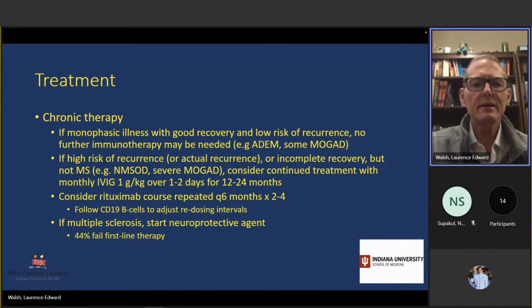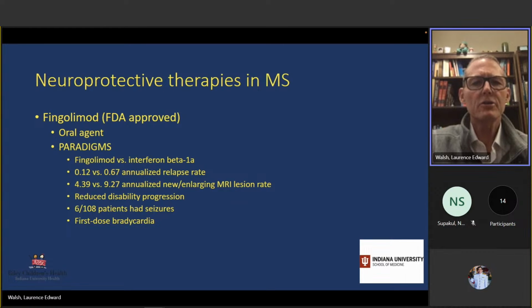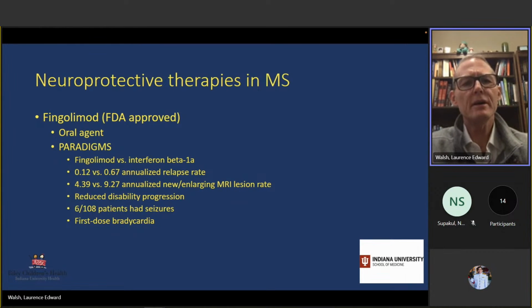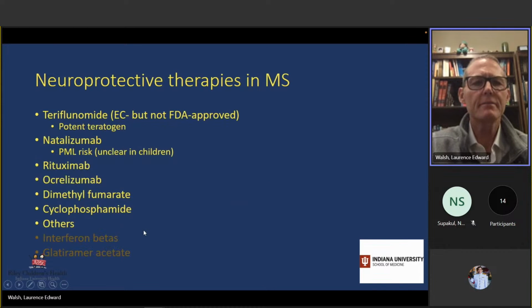then we start a neuroprotective agent. I'm going to skip those. Currently, the FDA-approved drug for children is fingolimod, and the PARADIGMS study demonstrated pretty good results. You can't have seizures with it, and you have to do it monitored because of that. There are others, which I won't go through.